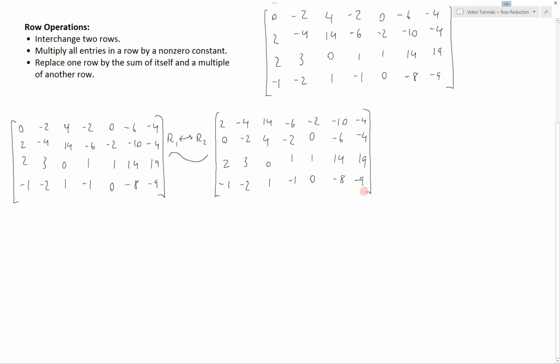And now one more thing we want to do is create a 1 in this top left position. So we're just going to divide every entry in row 1 by 2. So to write that operation, we're going to say that 1/2 row 1 is going to then go into row 1. So the resulting matrix, just divide the first row by 2. And the other rows remain the same.